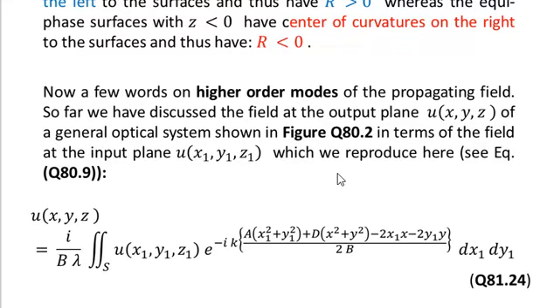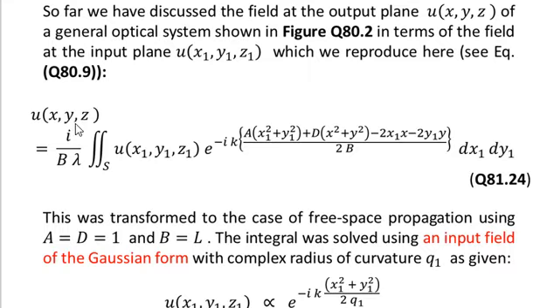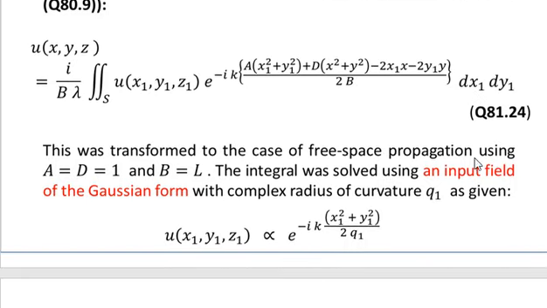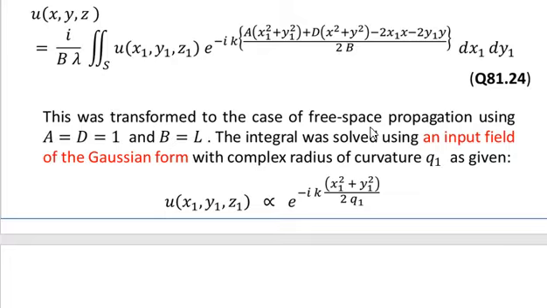This is also reproduced here through the integral, that is u of x, y, z is equal to iota over B times lambda, double integral over the surface element S, and then we have the field at the input plane, which is u of x1, y1, z1, and then we have e to the power minus iota k multiplied by this phase term, that is A into x1 square plus y1 square plus D into x square plus y square minus 2x1 into x minus 2y1 into y, divided by 2 times capital B, and the integration is with respect to dx1 and dy1.